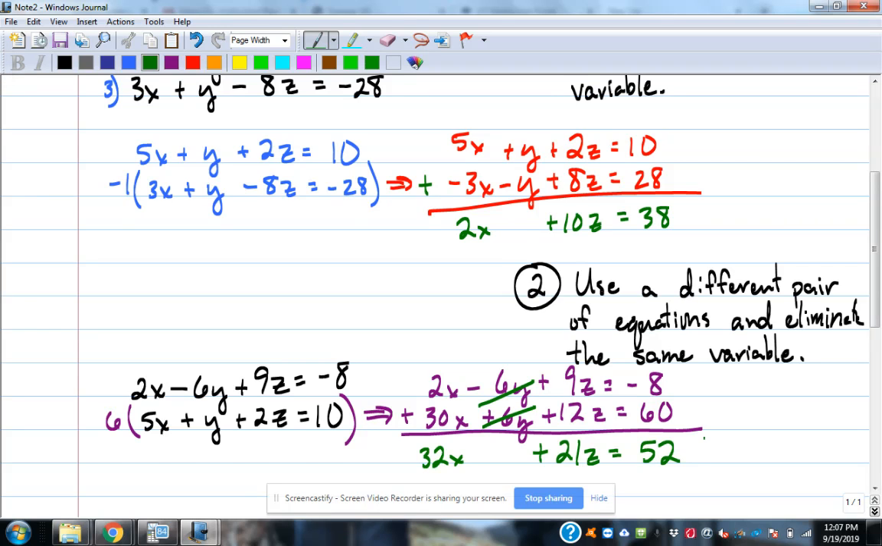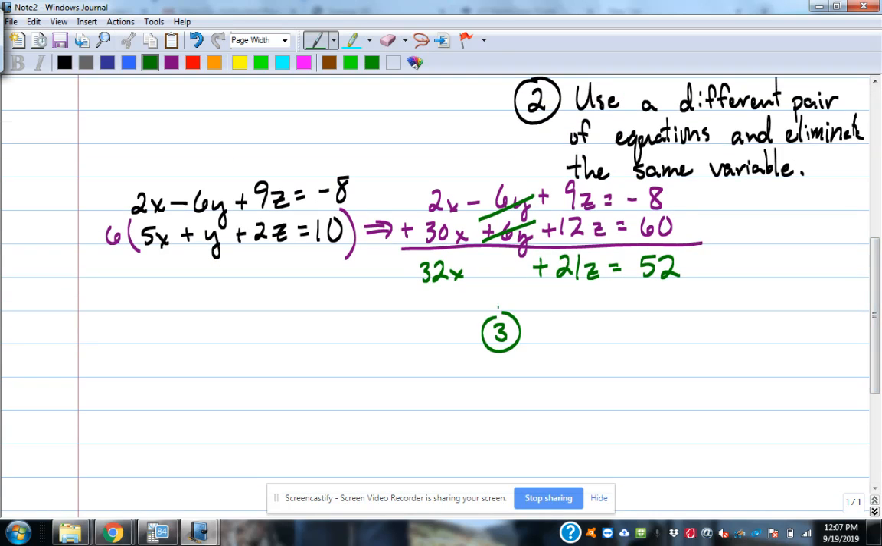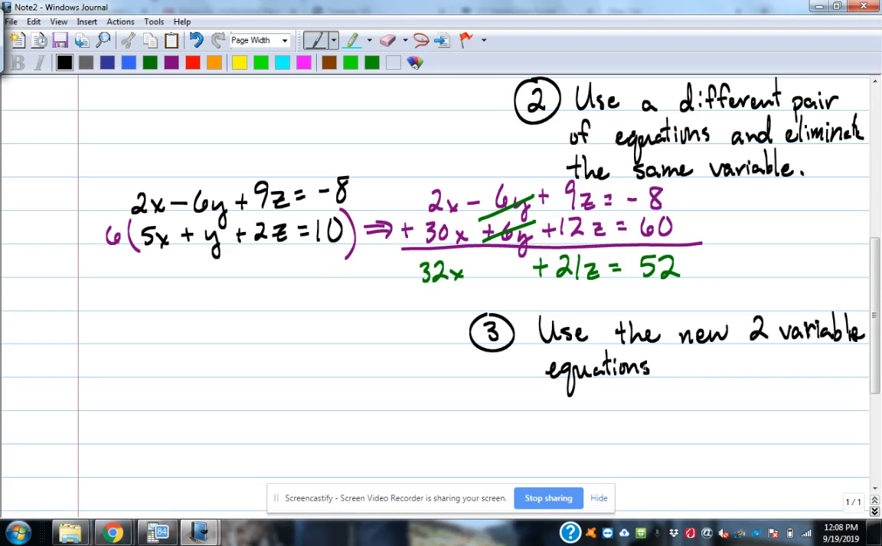Okay. Now, look at both of the green equations. They have the same two variables in them. So what I can do now for step 3 of this process is use the new two-variable equations to solve.